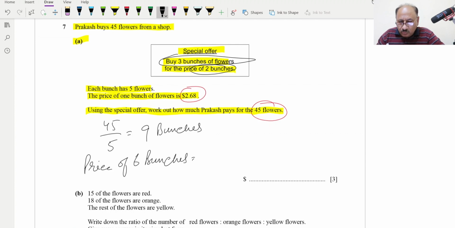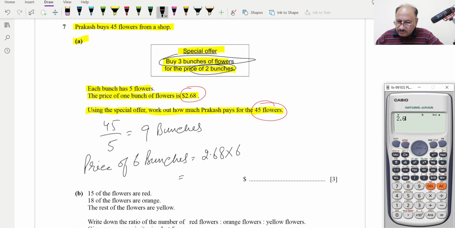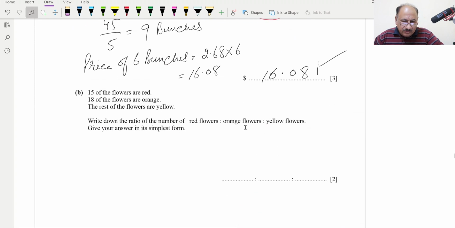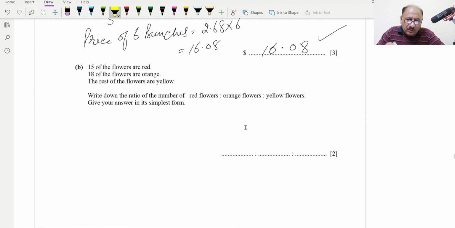Will be equal to 2.68 multiplied by 2.68 multiplied by 6, and 2.68 multiplied by 6 is equal to 16.08. So 16.08 he will be paying, and he will be getting 48 flowers, and this is the amount he has paid. And B part, 15 of the flowers are red, 18 orange, and the rest are yellow.